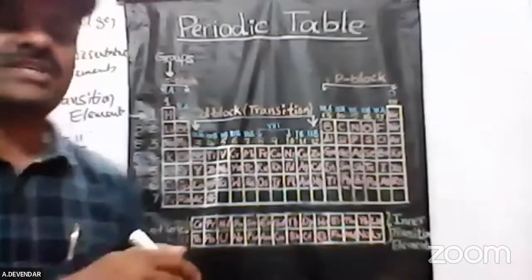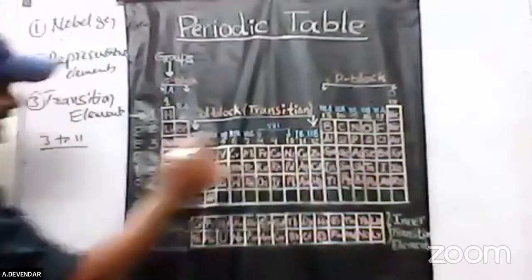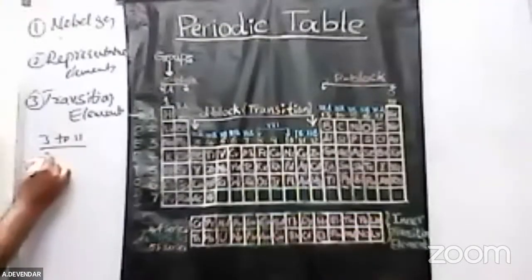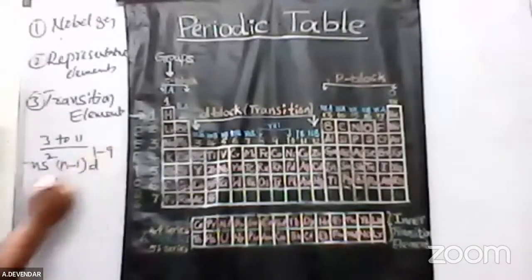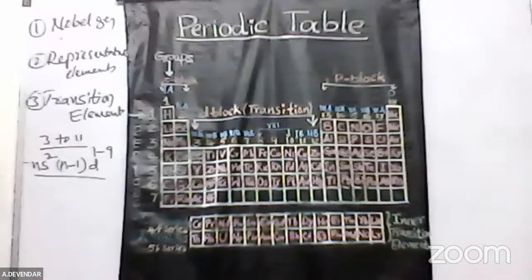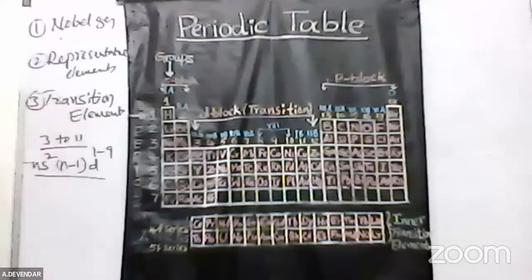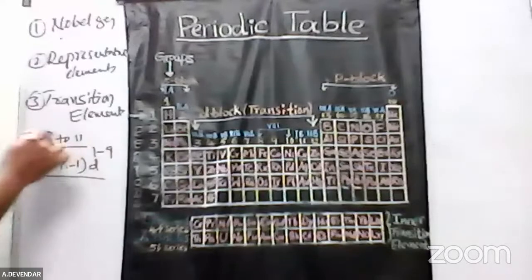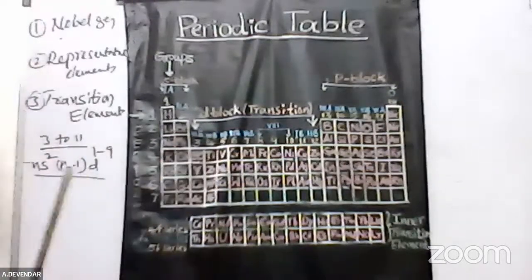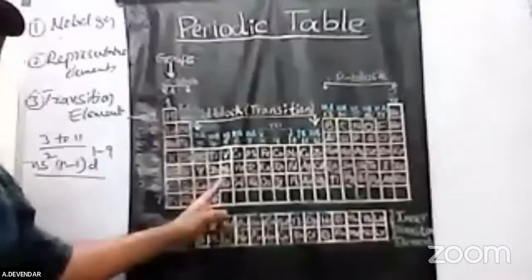We are classifying the transition elements. Transition elements means 3 to 11, up to copper, silver, gold. The electronic configuration is ns2, (n-1)d 1 to 9 only, not 1 to 10. If 1 to 10, it is called a D block element. If 1 to 9, it is called a transition element. Transition elements are hard metals. They have color properties, magnetic properties, they can form complexes, and they are also good catalysts.